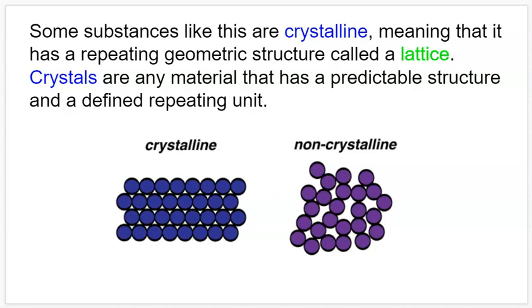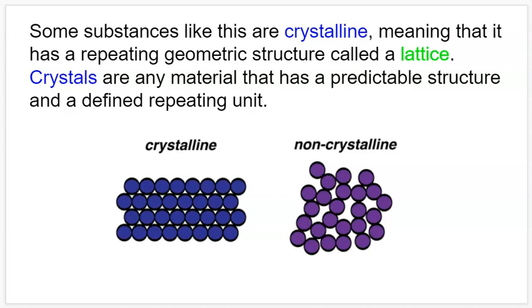Some substances like this are crystalline, meaning that they have a repeating geometric structure called a lattice. A good analogy to explain a crystalline lattice is if you had a bunch of Legos, those 1x1 Legos that are just one peg with one little hole on the bottom, and say that was your formula unit. Instead of building something with different kinds of pieces, you took that one type of Lego, got 100 of them, and arranged them all in one big structure where it's just that one unit repeating in three dimensions in every direction. That would be a crystal.